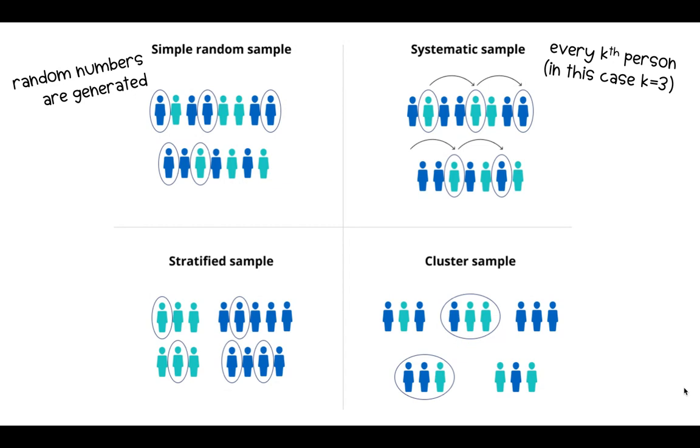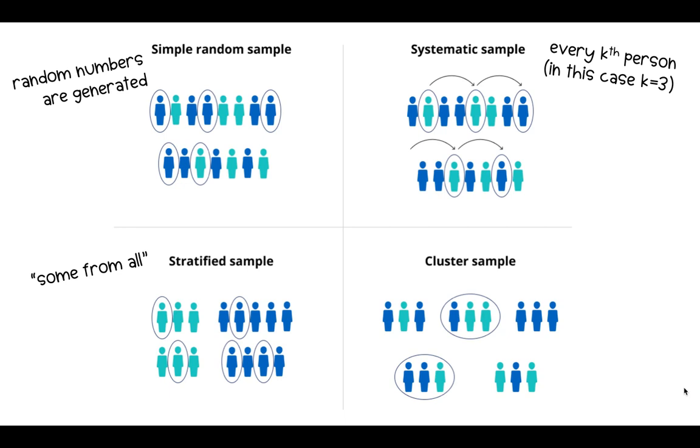All right, so the bottom 2 sampling methods are both going to use subgroups. The stratified sample on the bottom left, we call this picking some from all. So what's happening here is the population would be split into subgroups. So maybe it's split by gender or grade. And then they're going to be randomly selected from each subgroup.